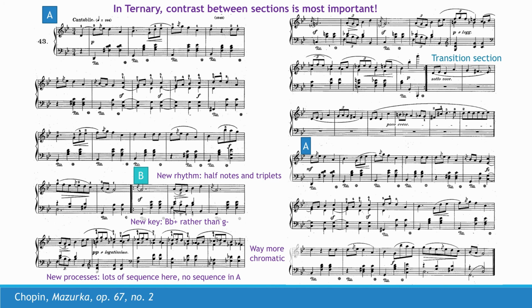We actually didn't modulate at all. So this is a huge amount of contrast here between our sections. B is very, very different from what happens in A. This is the main point of ternary. And anytime you're analyzing a ternary, you need to prove this contrast by observing features such as these about your B section, telling us how it's different from the A.